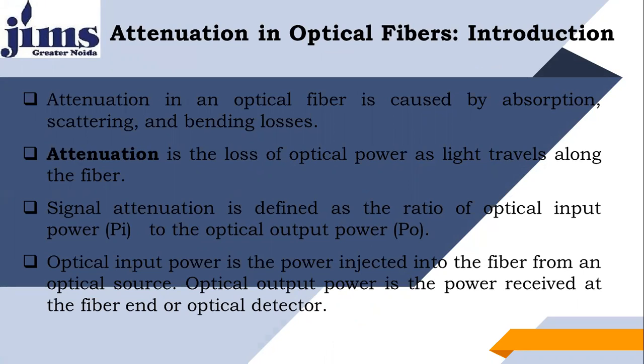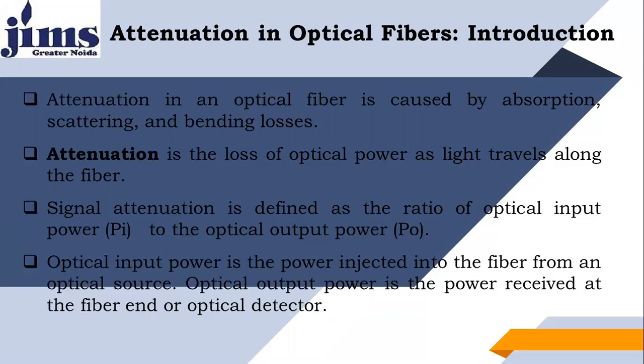Before the definition of attenuation, first I will discuss the main reasons of attenuation in optical fiber. Attenuation is one of the major issues that optical fiber engineers face. The main cause of this attenuation in optical fiber is absorption. Some light may be absorbed by the optical fiber. Scattering: light is scattered throughout the optical fiber.